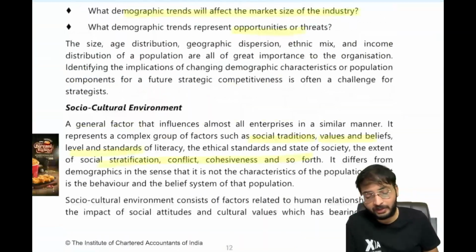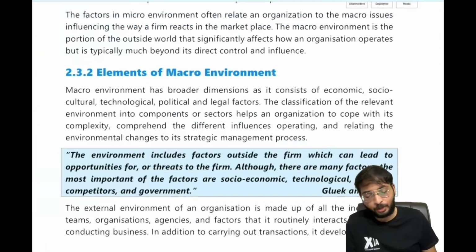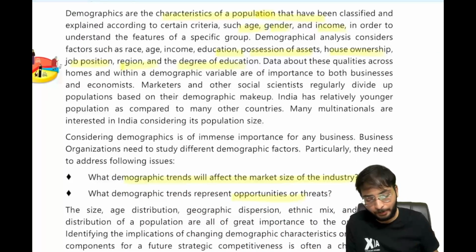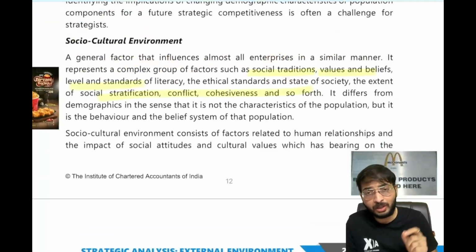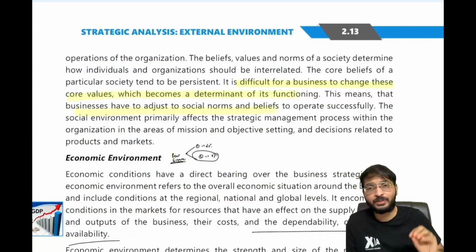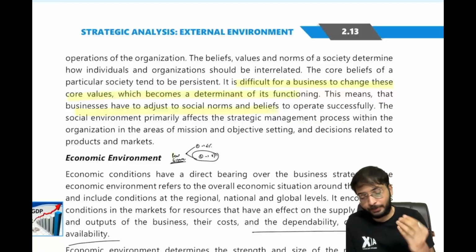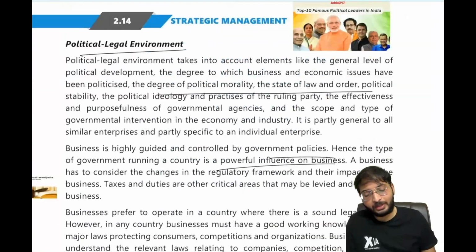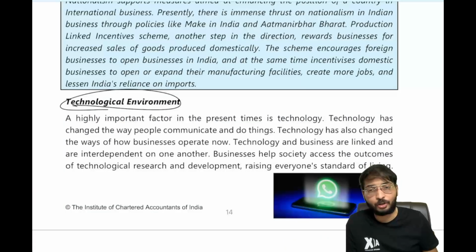So what are we studying? The elements of macro environment. There are 5 elements. First one is called demographic environment, where you check the characteristics of the population. Second one is socio-cultural: social traditions, values, belief systems. It is difficult for a business to change these, so instead you have to adapt. Third one is economic environment, a country's economic situation. Fourth one is political stability, legal rules and regulations, everything. The last one is technological environment, how the technology depends on that particular business or the business depends on that technology. You have to check this.